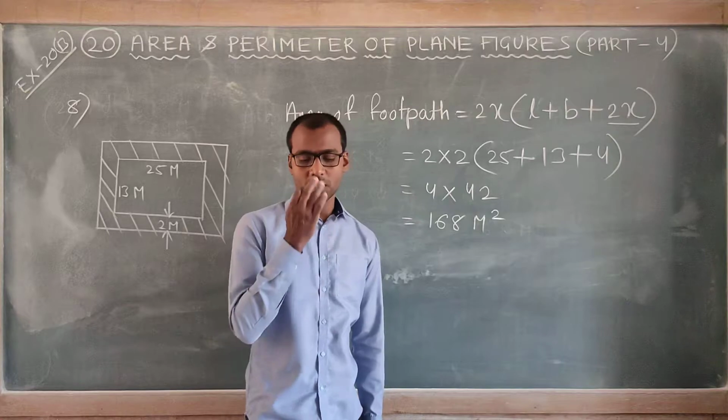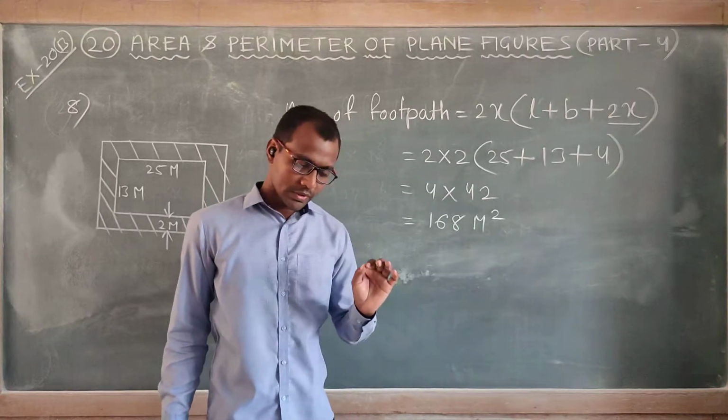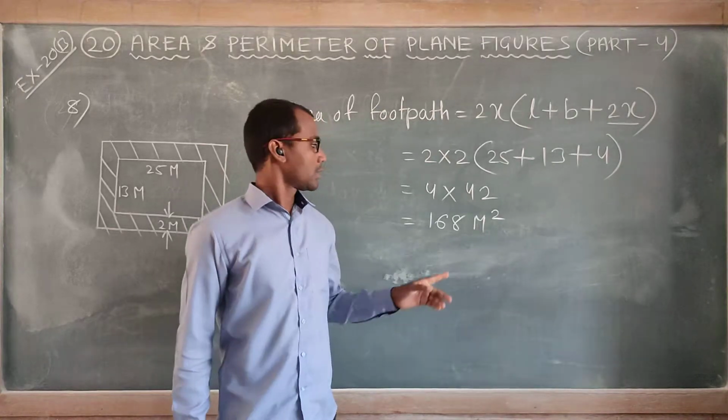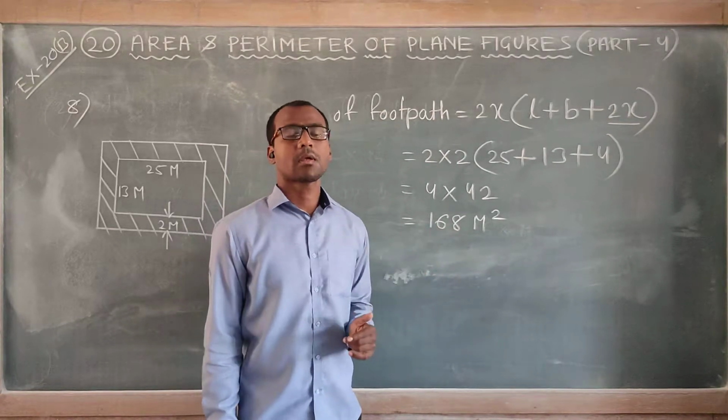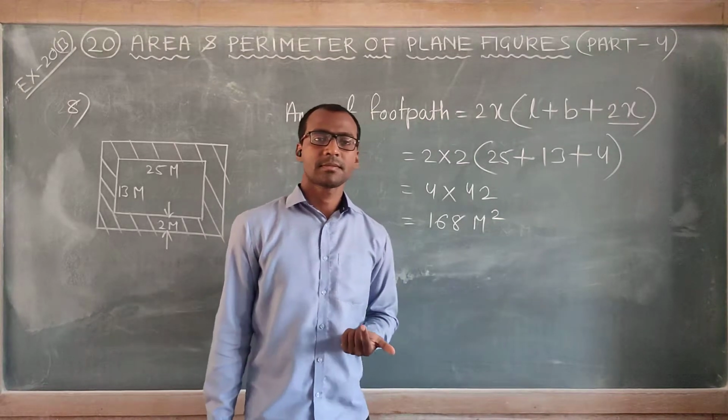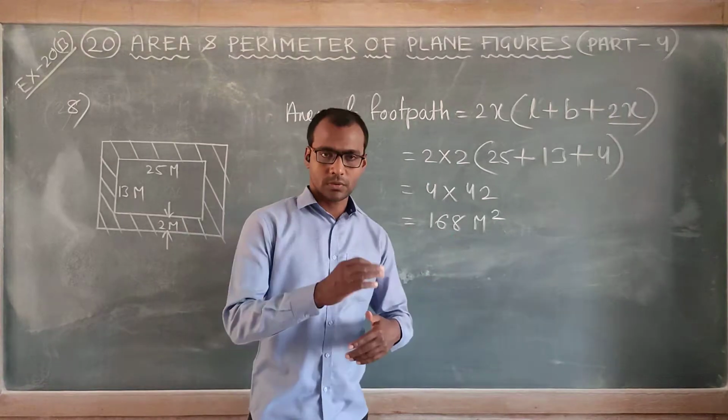And this footpath has to be covered with square tiles, whose area is given 400 square cm. So there is a difference in the unit. The area of the footpath we have got in square meter. The area of the square tiles is given in square cm. So let us convert this square meter into square cm.